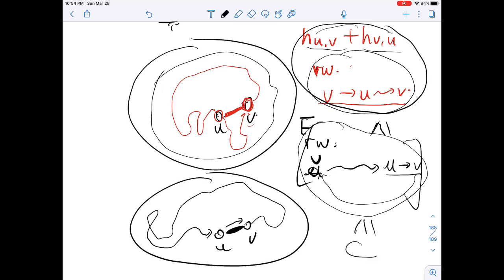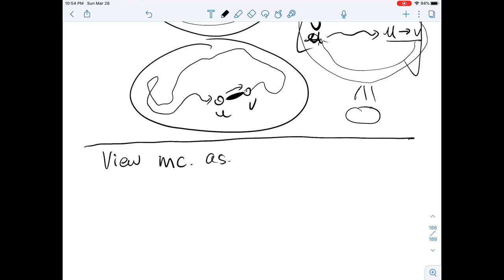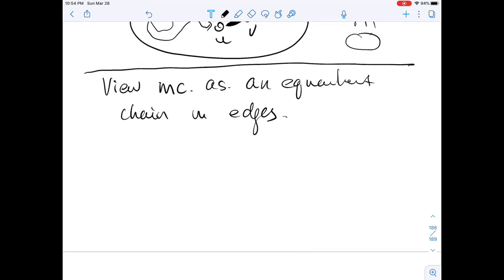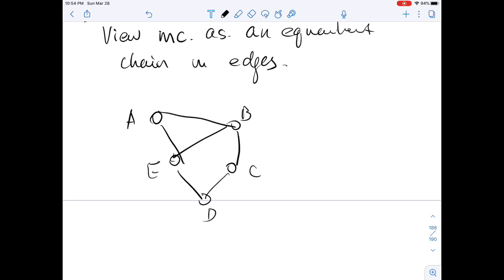And then we are going to give an upper bound here. The second idea is that we can view the Markov chain as an equivalent chain on the edges. What does that mean? Let me start with a simpler example. Let's say this is my Markov chain: A, B, C, D, E.